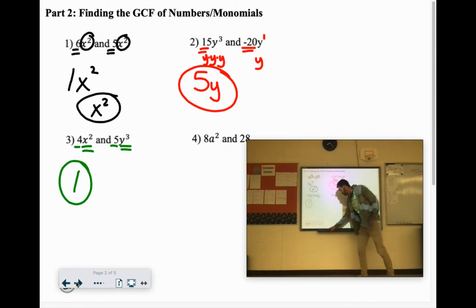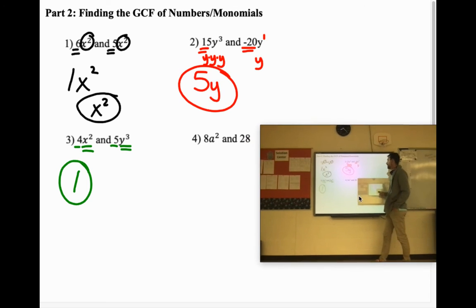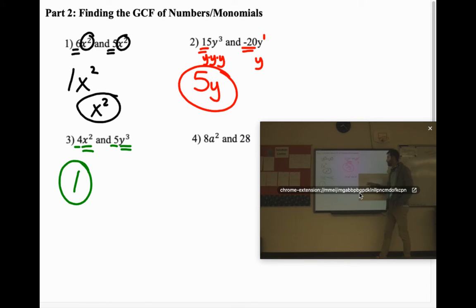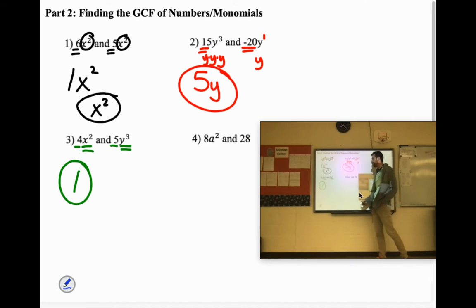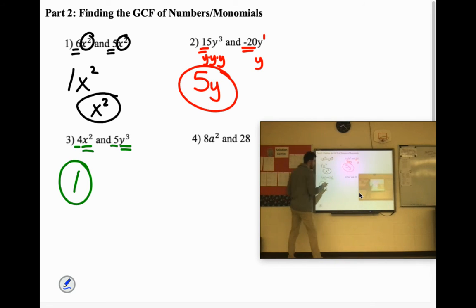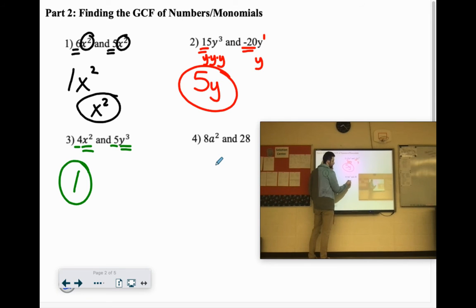All right, one more of these. 8a squared and 28. Now 28 doesn't even have an a on it, so they're not going to have an a in common. So really we just need to look at 8 and 28. So like 2 goes into both of them, sure, but also 4. So 4 would be the greatest common factor here.